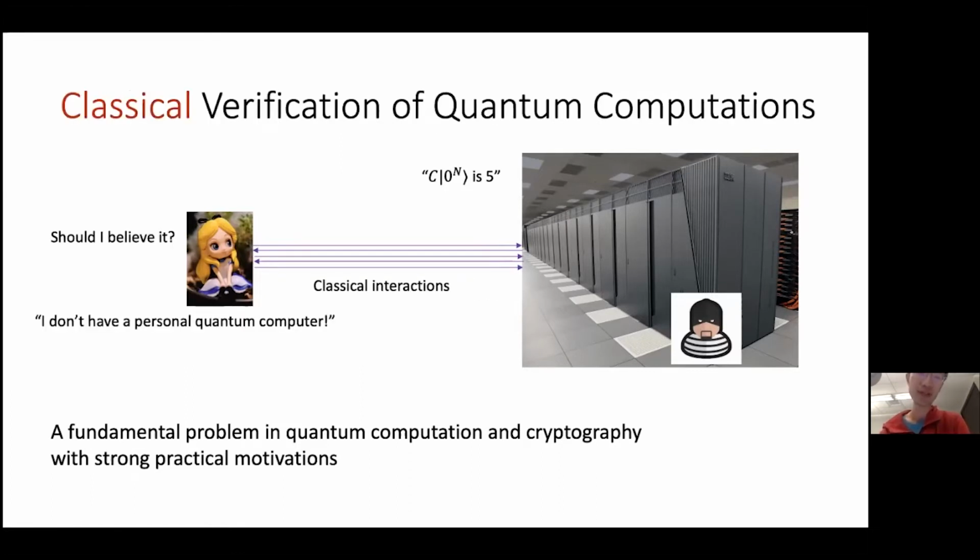And ideally, we want this protocol to be a classical client protocol, which is a classical verification of quantum computation problem. Practically, we want such a protocol because a user might not have a personal quantum computer. So what it can do is just classical computation and classical interactions with the server.